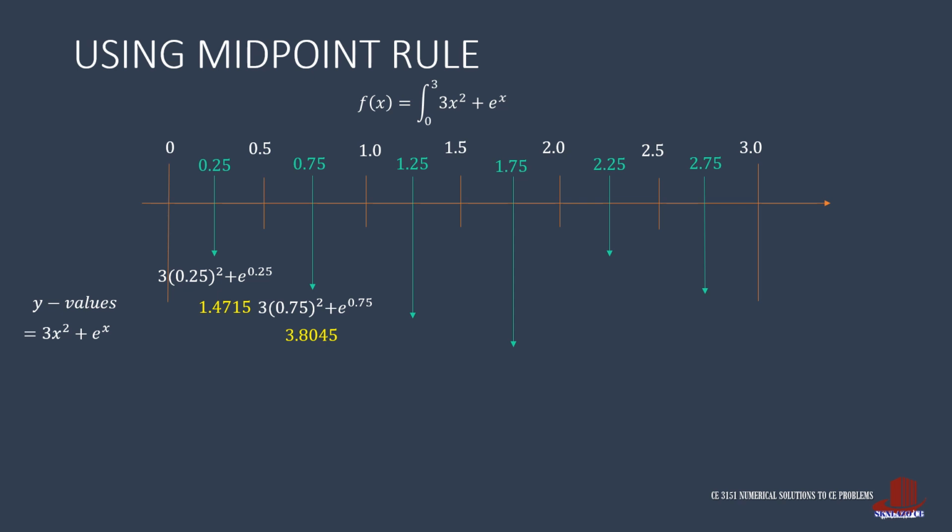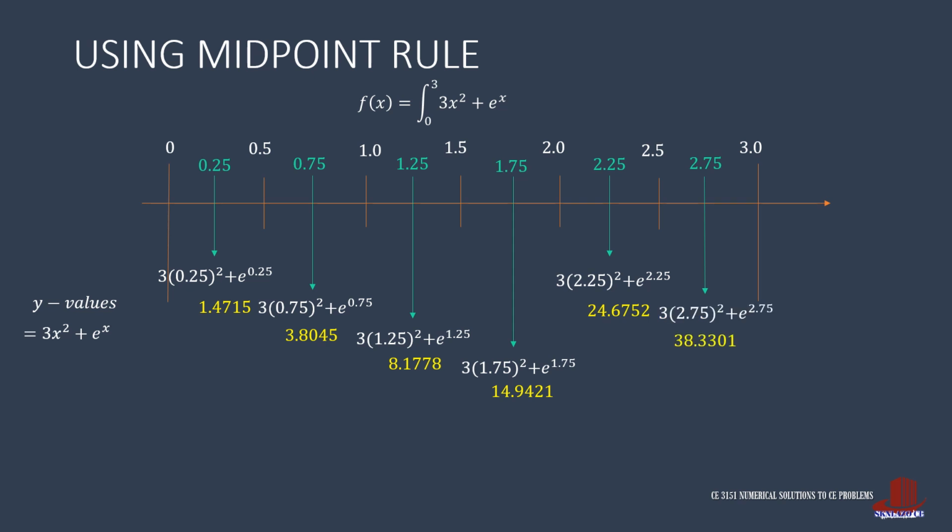At x of 1.25, y turns to be 8.1778. And if x is 1.75, y is solved as 14.9421. Moving further, when x is 2.25, y is 24.6752. And when x is 2.75, y results to 38.3301. To create a rectangle, each of these y values is multiplied by the base, which is 0.5.